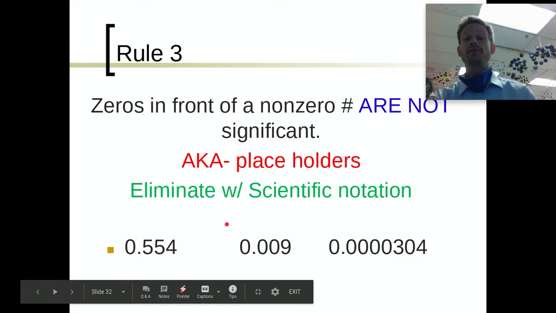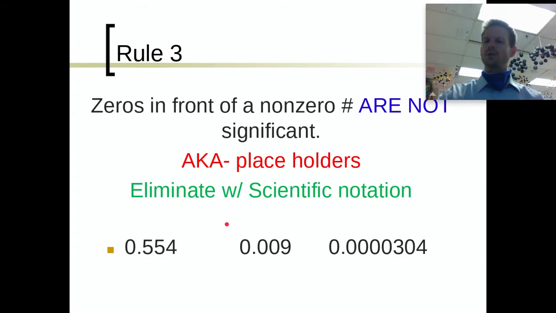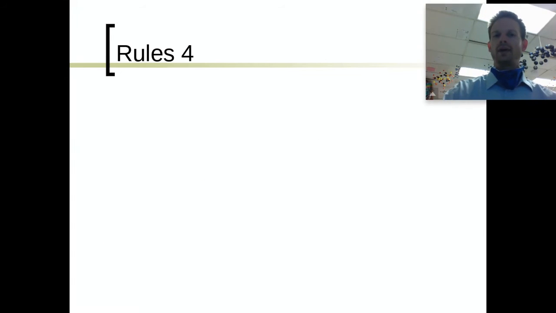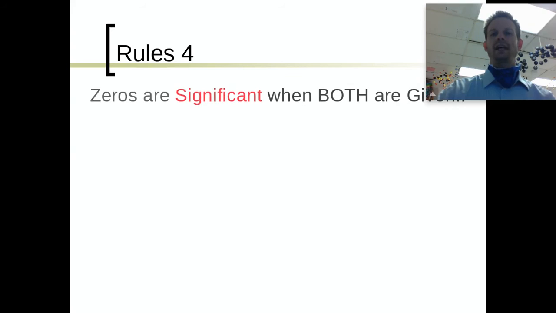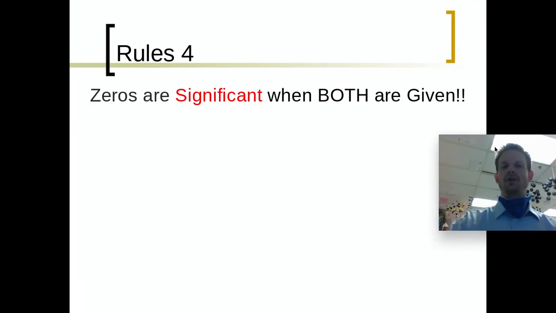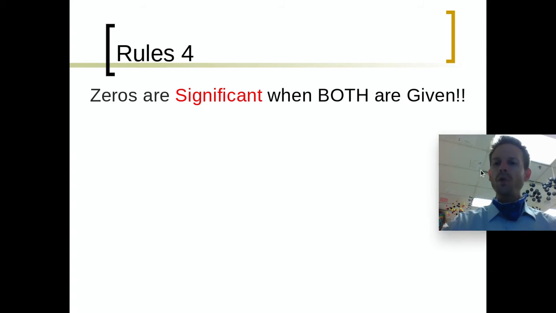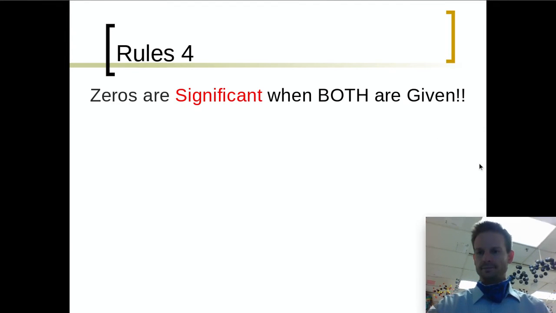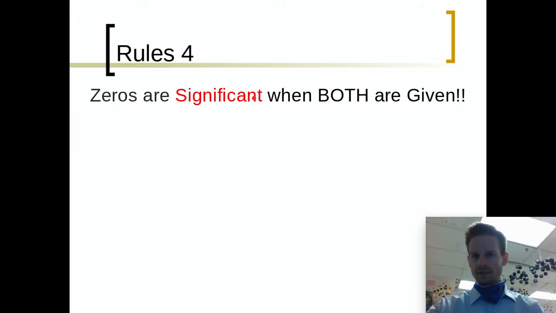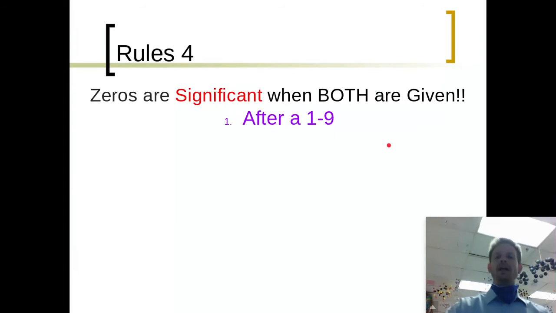All right, so rule number 4 is the big one. Rule number 4 is where people get confused, and I will try to help you out. And really, it's a 2-part rule. Okay, I try to simplify it. So given this, zeros are significant when both of the following are given. Okay, zeros are significant when you can do both of these next 2 things, but it's got to be both, right? So they are after a 1 through a 9, right?